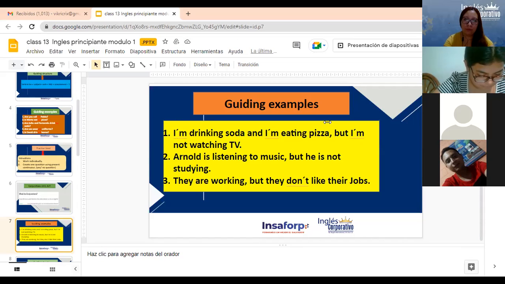I am playing soccer, but I am not baseball. But I am not playing baseball. Okay. Fernando is studying English, but is not watching the movie. Is not watching, is it? Not watching. The movie. Correct. Very good. Thank you. Josué, please. Tell me your oraciones, Josué.